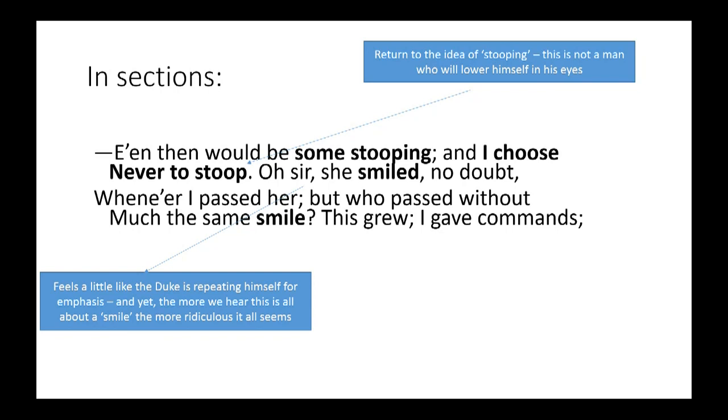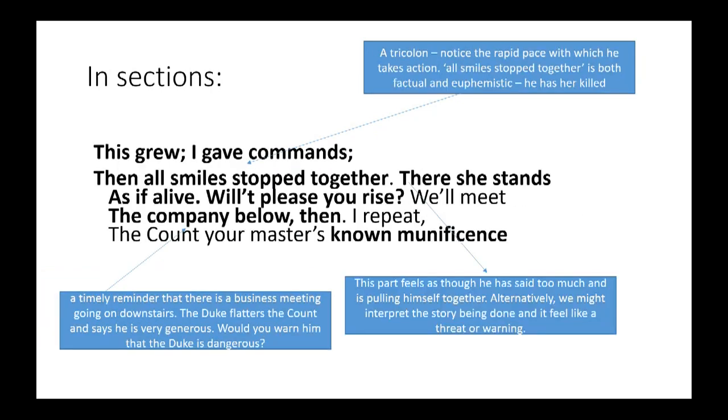This grew. I gave commands, then all smiles stopped together. So this is the bit that most students remember the most readily. It's a tricolon, and we can see that from the semicolons. So tricolon is just a posh way of saying a list of three, but it's slightly more than a list of three because there are three elements that build in power. This grew. What grew? The smiling? Sure. This grew. Two syllables. One I am. I gave commands. Two I ams. Then all smiles stopped together.